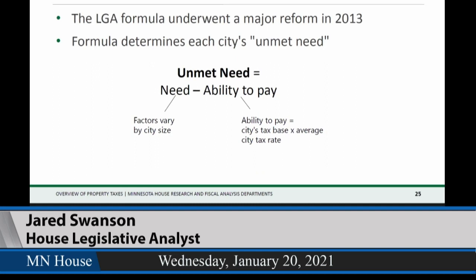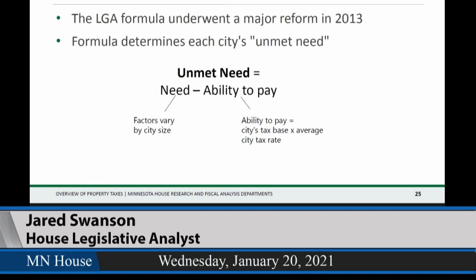So in the next 3 slides, I'll try to present a simplified overview of the LGA formula. The goals of the LGA have changed over the years, and with changes to those goals, we often see changes to the formula that distributes the aid. The last LGA formula change happened back in 2013.